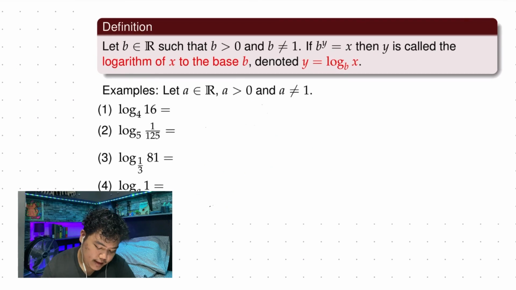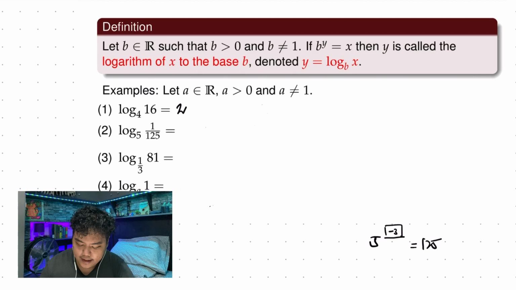Okay, so gawa tayo ng examples lang para ma-gets natin ito lalo, no? So, para ma-check, b raised to y equal to x. Yun yung thing nyo. So, dito, para mahanap mo yung value nito, dapat 4 raised to something equal to 16. What is that something? So, that something is 2. 4 raised to 2 is 16. So, next, 5 raised to something equal to 125. Ano kaya yun? Parang, is it negative 3? Yes.